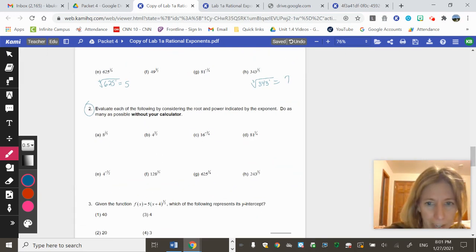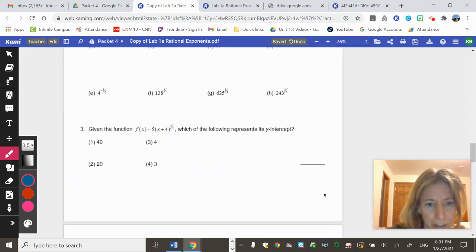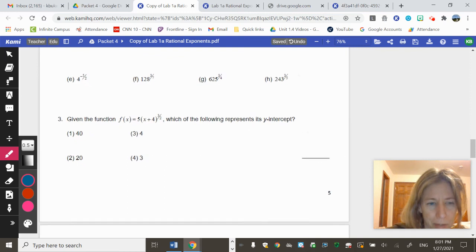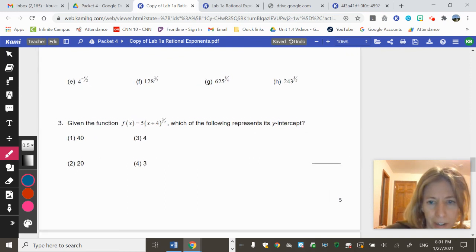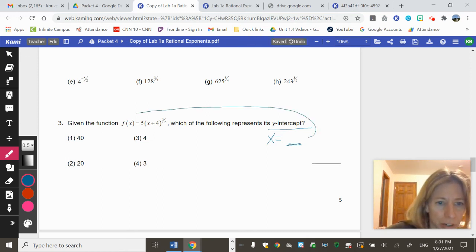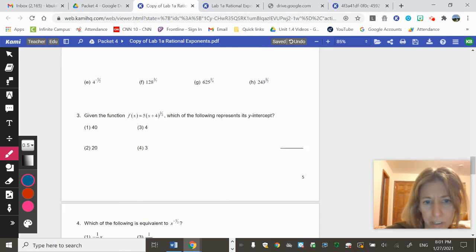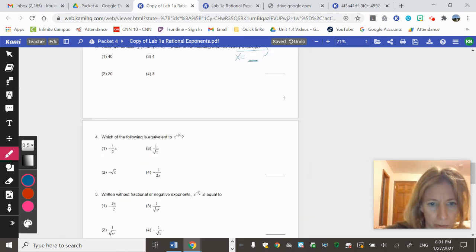All right, anyway, number 2, again, it's build fluency. It shouldn't really take you that long, so it should be quick. Number 3, if you're looking for a y-intercept, remember, you should know the x value. Okay, if it's a y-intercept, you should know the x value. Think about that, and then you can just insert that x value that you should know for a y-intercept, and it's kind of like the one we did with the function in the notes.